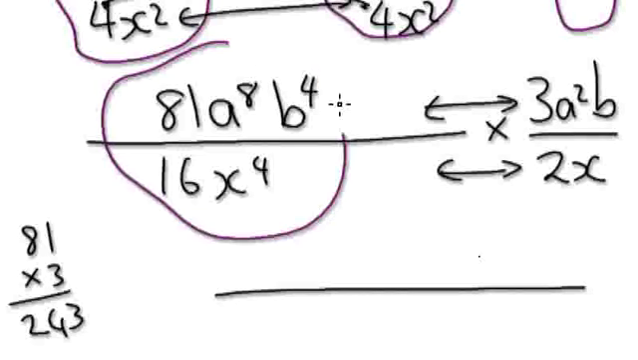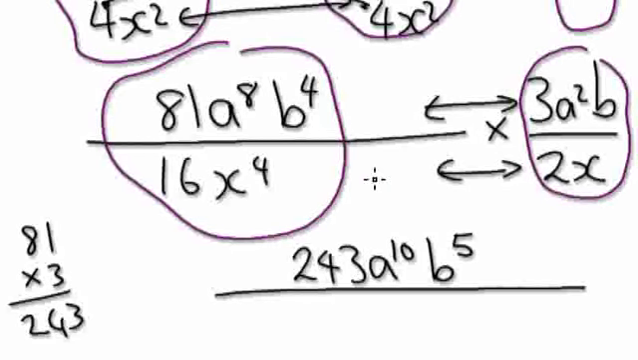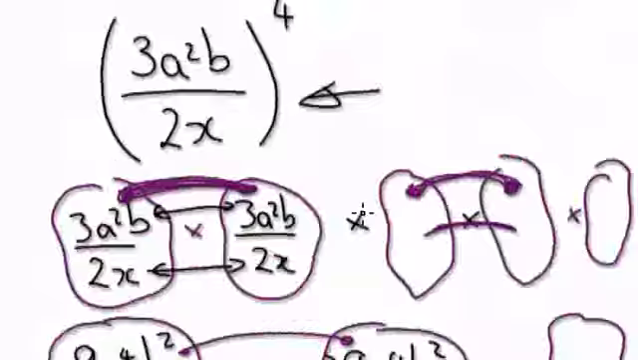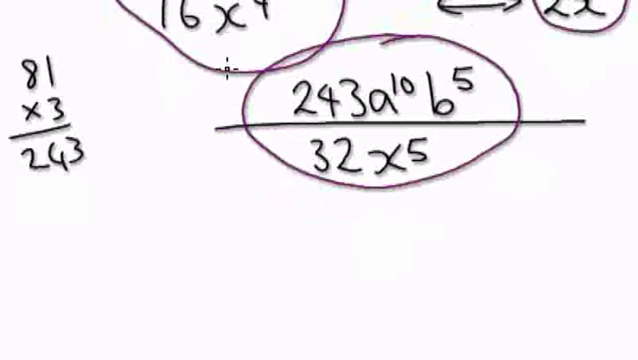So merging these two fractions here, we're multiplying, remember. So it would be 243, a to the power of 10, b to the power of 5. Okay, because top times top, it will give us this. Bottom times bottom would be 32, x to the power of 5. Okay, so it's still a fraction. Okay, so when you get this to the power of 4, it becomes this. Okay, so that's done.